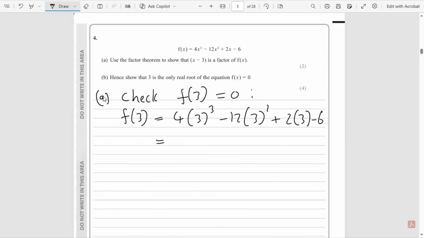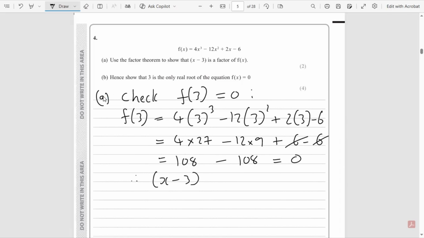So we've got 4 times 3 cubed, that's going to be 4 times 27. And then we have here 12 times 9, and then plus 6 minus 6. So obviously the 6s just cancel out. Now we've got 4 times 27, and that would be 108. And then 12 times 9 is also going to be 108. So this gives us 0. Therefore we can conclude that x minus 3 is a factor of f of x. Perfect. So that's part A to the question done.